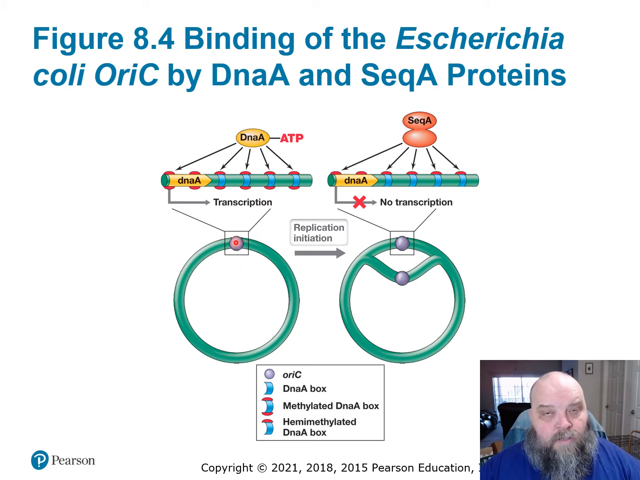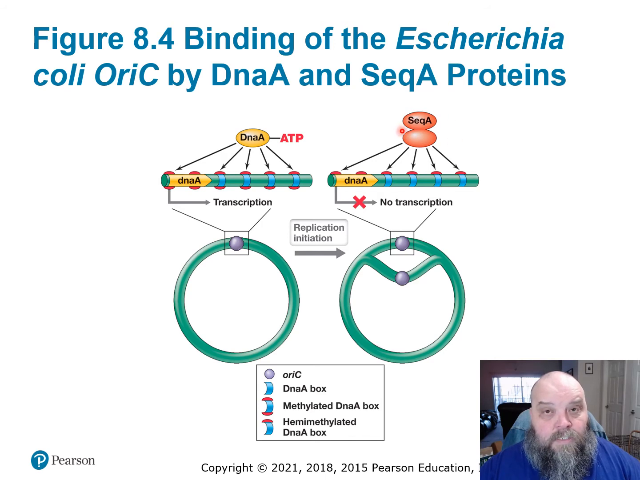As you get the replication bubble forming, and remember, it's going to be expanding the replication forks at both ends, well, this new DNA here, only one strand, the original template strand, will be methylated. The new strand being laid down, not methylated. So this is what they call hemimethylated. DNA A has little to no affinity for this form of DNA.